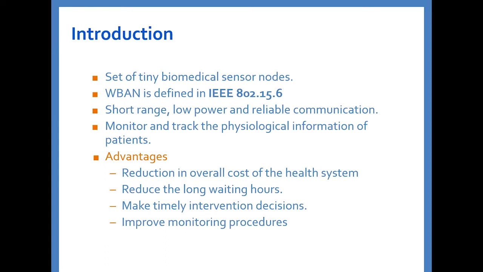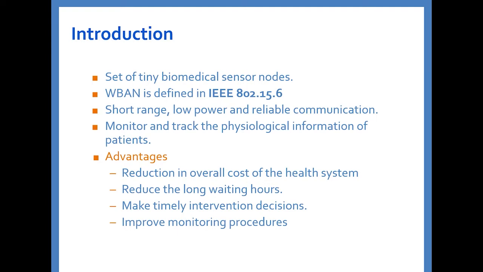Let us see about the introduction of wireless body area network. Wireless body area network is also called as wireless body sensor network, and it is defined in IEEE 802.15.6. With the recent improvements in microcontroller and microprocessor technologies, the sensors become more effective in sensing, tracking, and monitoring the information. It is a short-range, low-power and reliable communication used to track and monitor the physical conditions of the patients through internet or intranet technologies without affecting their comfort.